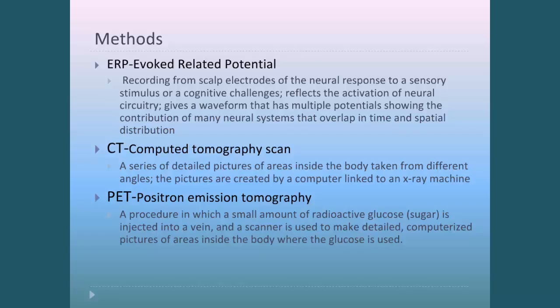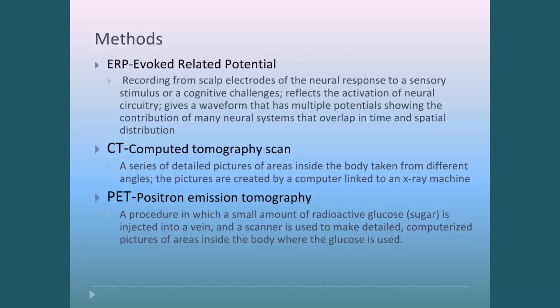So the participant is given something, a click, a face to see, and you look at how long it takes for the part of the brain that should be reacting to react. You look at the pattern of where the brain is reacting, what's lighting up, what's producing electricity at that point. So it reflects the activation of the nerve circuitry in the brain, and it creates a waveform that really lets you know in time and space how it's working.